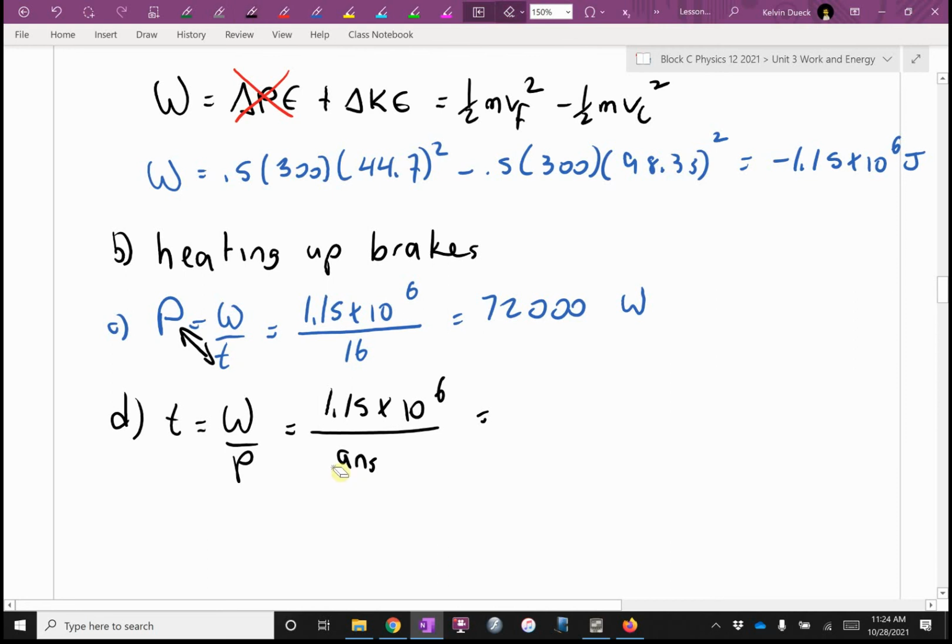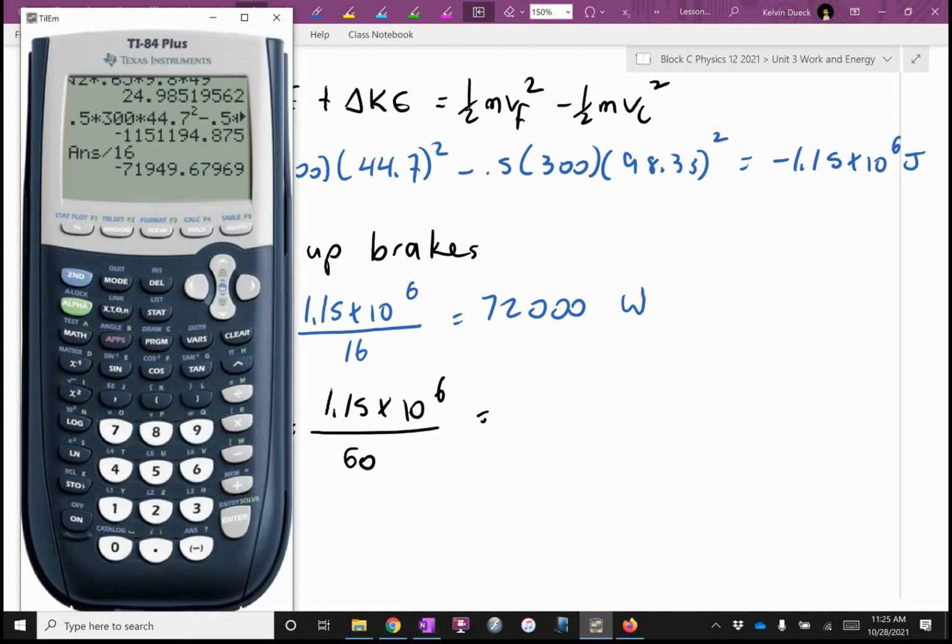Wait a minute. Are we doing this right? Sure we are, except what's the power I want to divide by here? Not 72,000 watts. So I'm going to go 1.15, scientific notation button 6, divided by 60. I could run a light bulb for that many seconds.